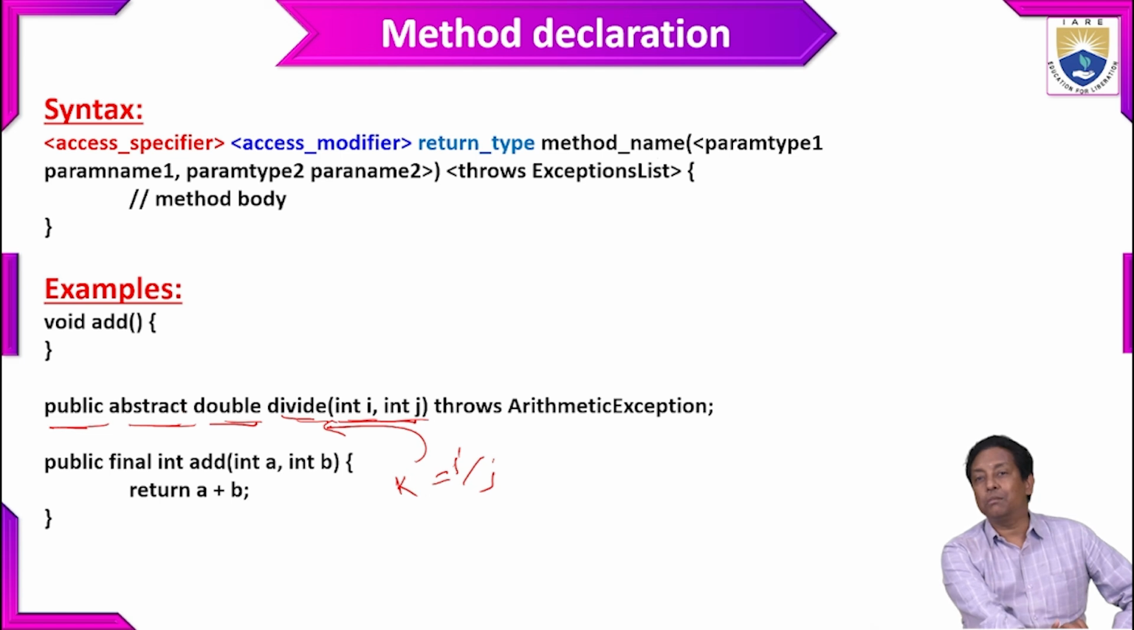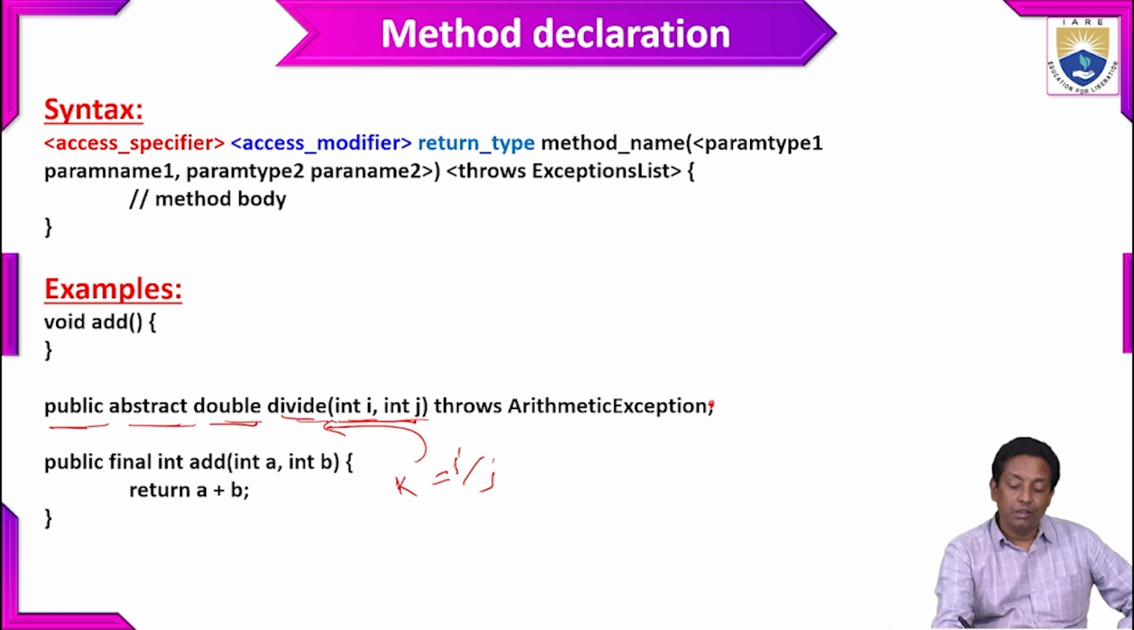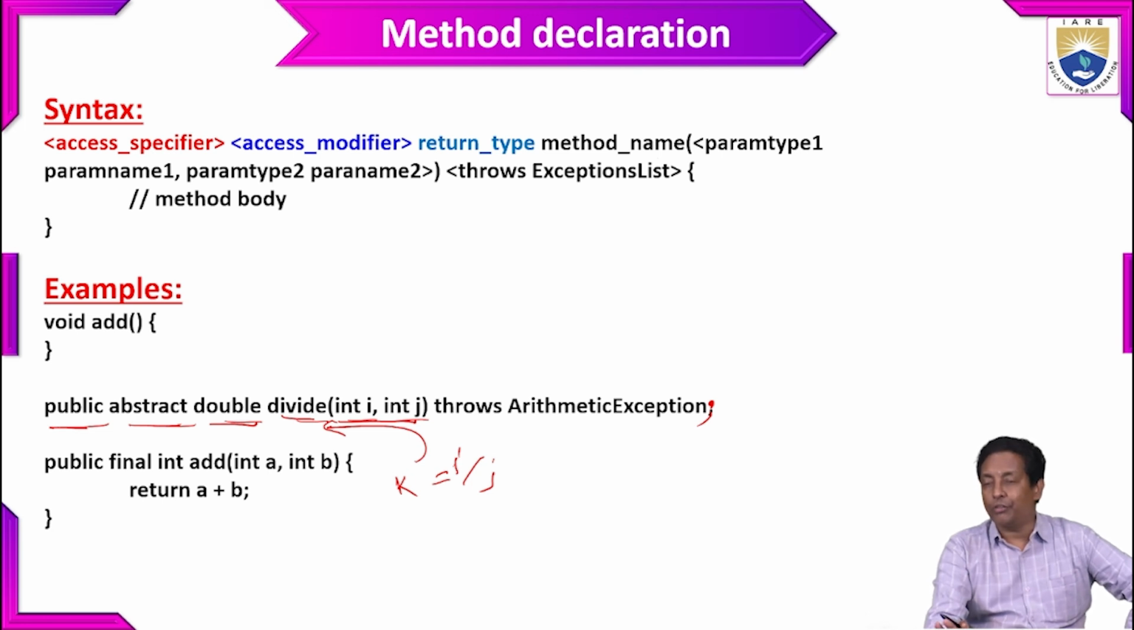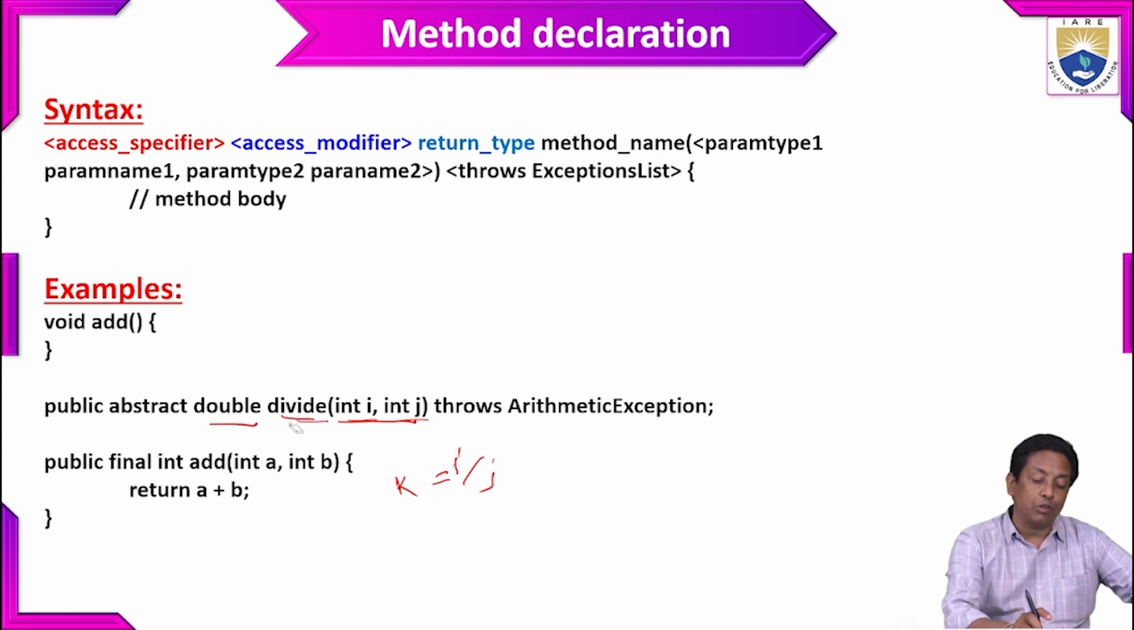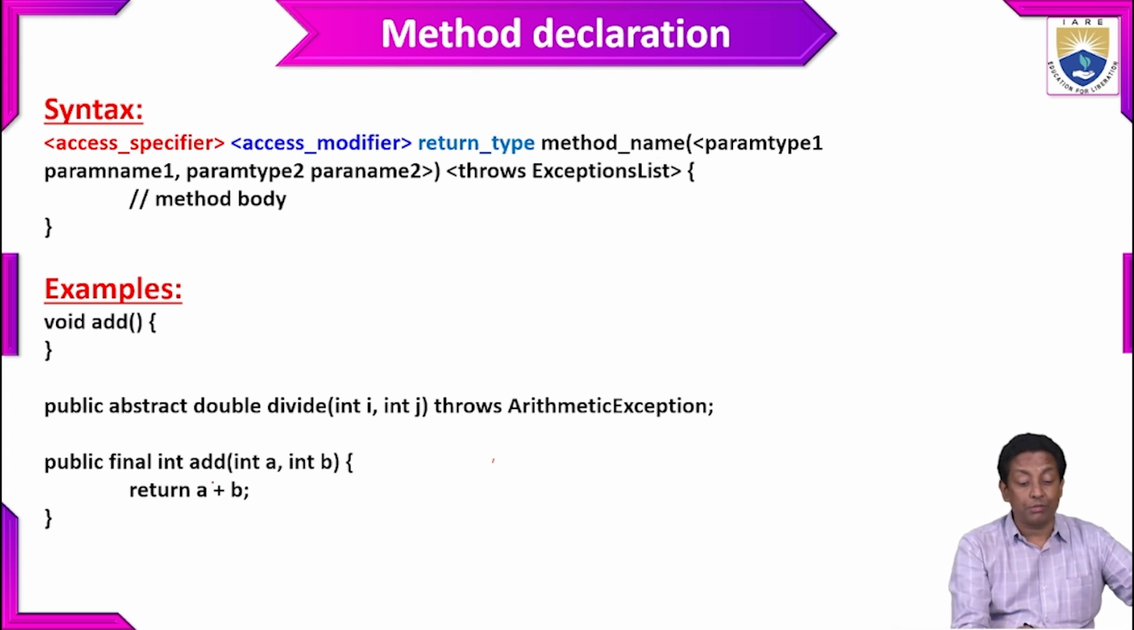Abstract means the method doesn't have to be implemented, an unimplemented method. Such unimplemented methods should end with a semicolon. Usually the method will have curly braces, open and close, which is the method body. If you don't want to provide a method body and want to declare only the method, put a semicolon at the end. Methods which end with a semicolon are assumed to be abstract methods. Opposite to abstract is final. Final methods are implemented, and they cannot be rewritten or overridden in subclasses.